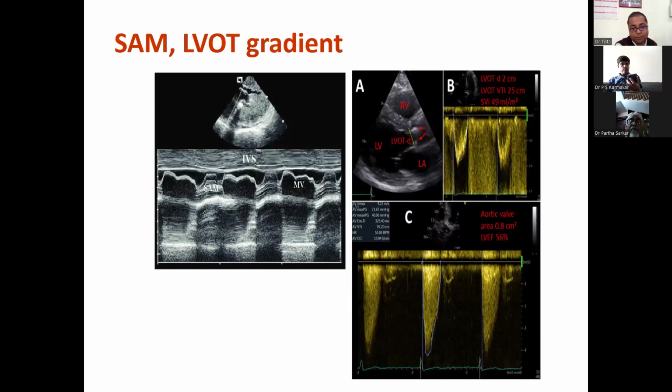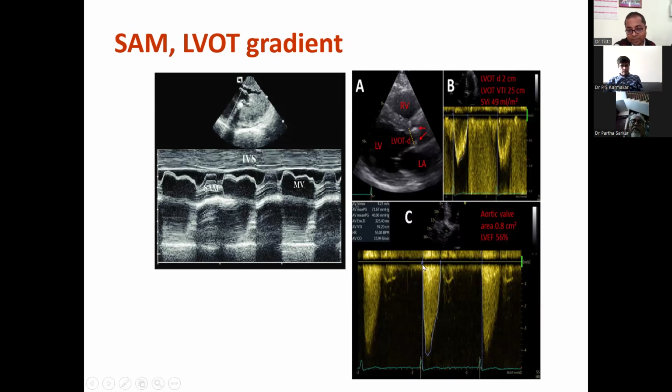You can see from this echocardiogram, these are two still pictures. Here, this is the systole, and here the mitral leaflet is going towards the septum, the IVS, and it is called systolic anterior motion.